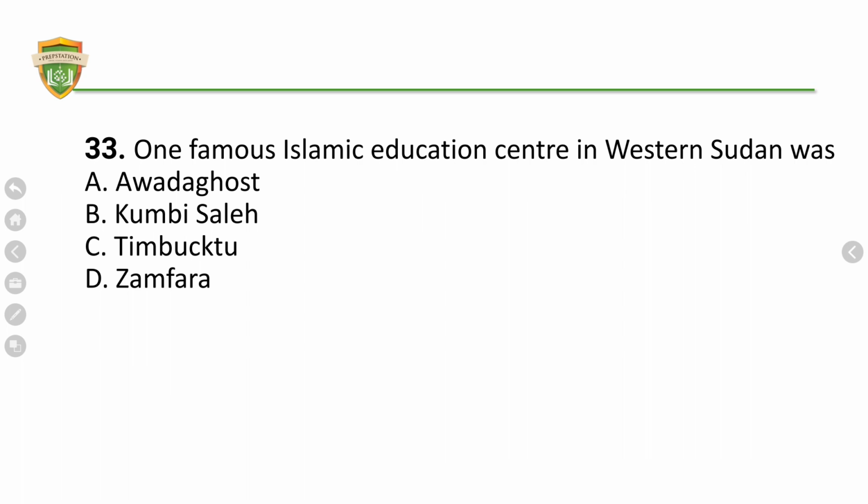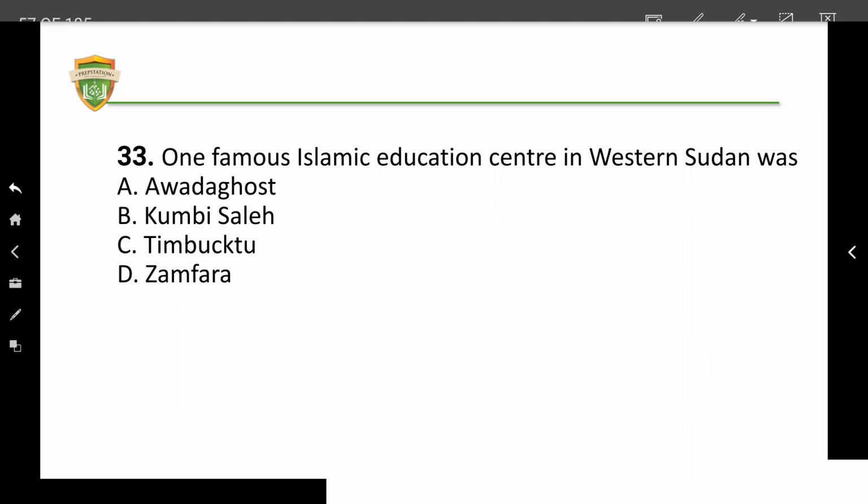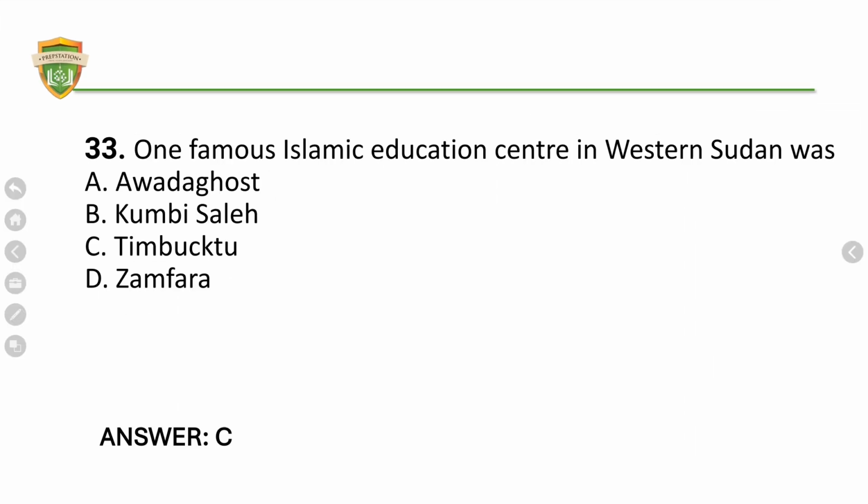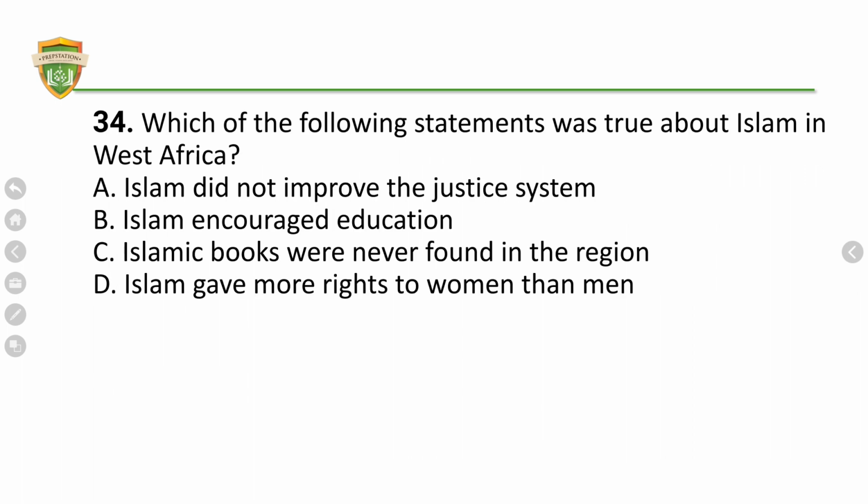One famous Islamic education center in West Sudan was dash. We've already talked about it. Timbuktu is your answer. C. Okay. Which of the following statements was true about Islam in West Africa? Let's see. What is your answer? B. Islam encouraged education. Now, the education we're talking about is Islamic education.